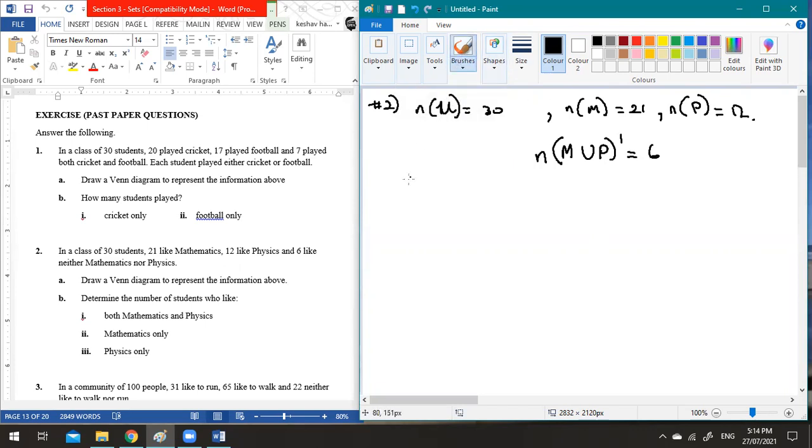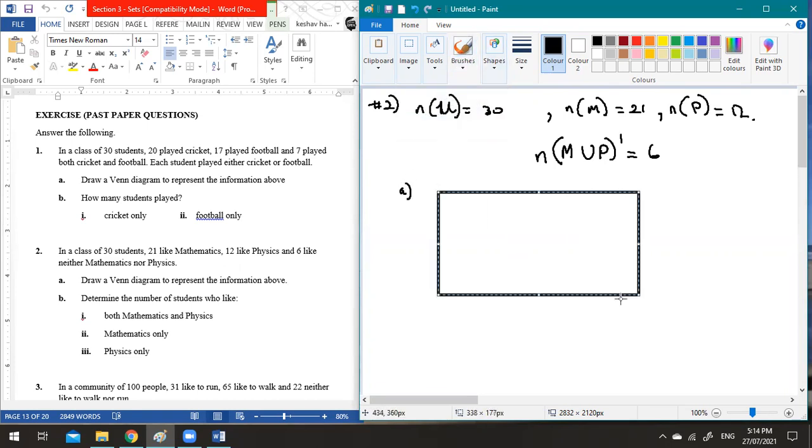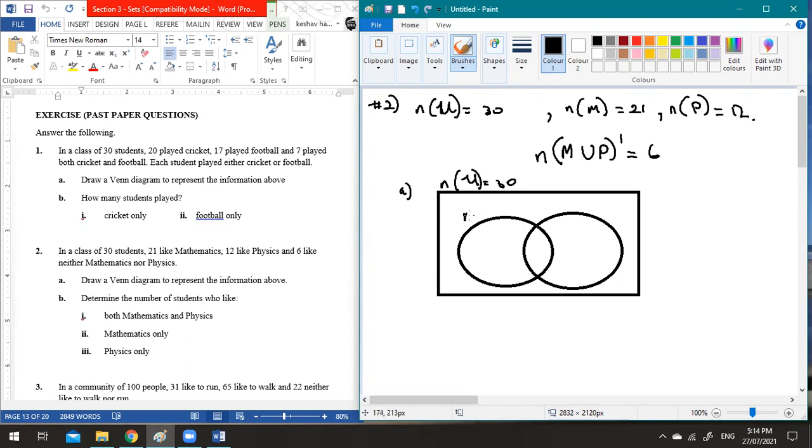So part A, to draw the Venn diagram. The Venn diagram is represented by the rectangle, as you know, and then 2 circles to represent each set. Now we label the Venn diagram, so the universal set will be 30. The number of elements in the mathematics set will be 21. The number of elements in the physics set will be 12, and the number of people who don't like anything will be outside.